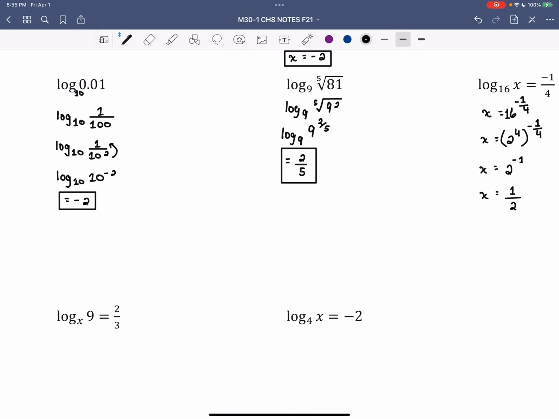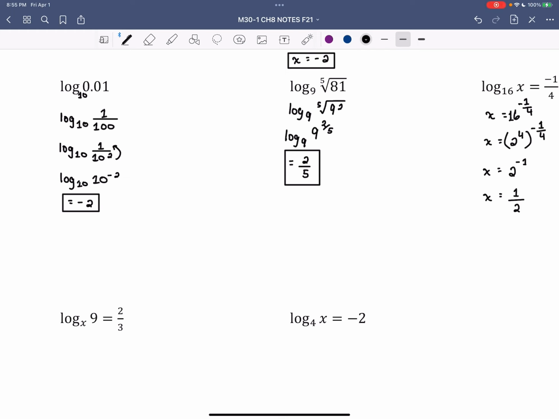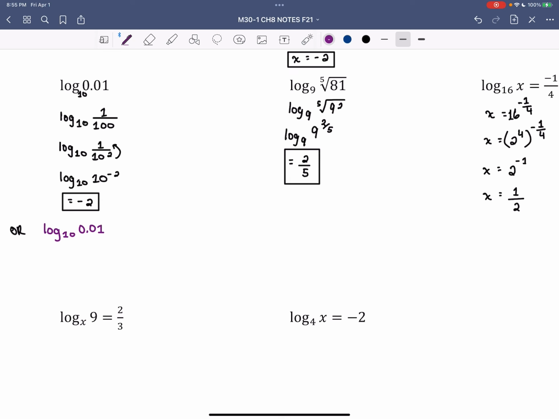Let's go back to the first two and solve them by writing them in exponential form. So we start with log base 10 of 0.01. Write this in exponential form. The base 10 to the power of the exponent, which we don't know, x, equals the argument 0.01. Write both sides as base 10, so 10 to the power of x equals, we saw above that 0.01 is 10 to the power of negative 2. Then we get x equals negative 2.